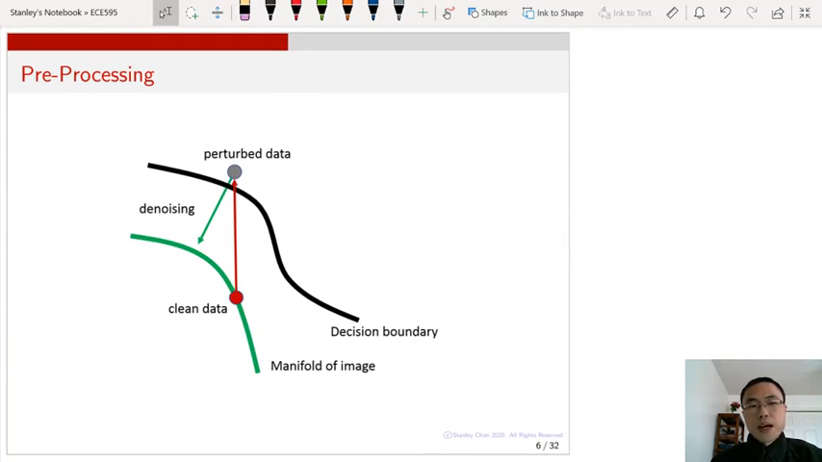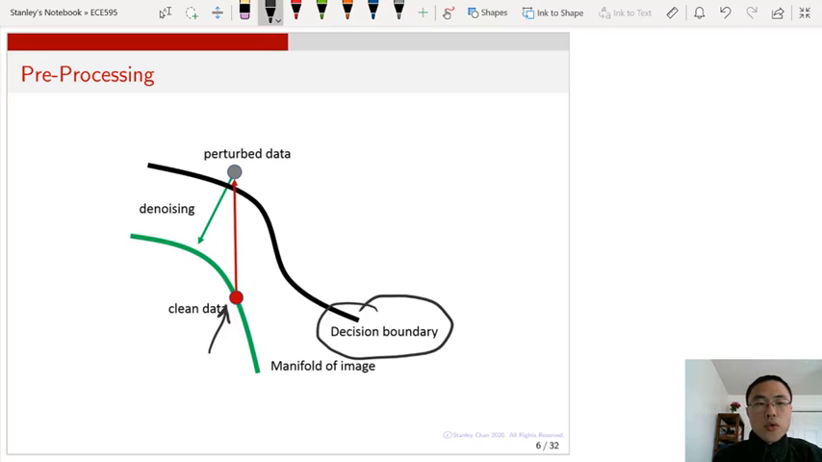Pictorially, what do we mean by pre-processing? Well, let's imagine that you have a clean data point, which is here. The clean data is perturbed by your adversarial attacker. It will go from this point to here. Now, this black line is called the decision boundary. This decision boundary says that after this perturbation, my data point will go to here, and so it becomes misclassified.